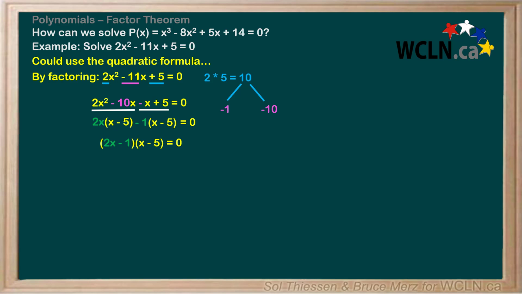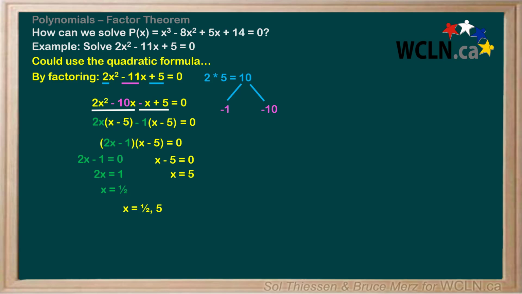Let's start with 2x minus 1. We set it equal to 0 and begin solving for x. We add 1 to both sides to get 2x equals 1, and then divide by 2 to get x equals 1/2. Doing the same with the factor of x minus 5, we add 5 to both sides to get x equals 5. The two values of x that cause our polynomial to evaluate to 0 are 1/2 and 5. These are the roots of our polynomial.